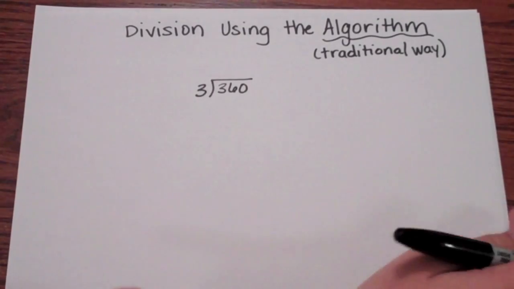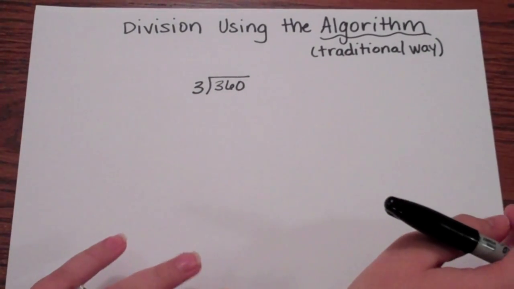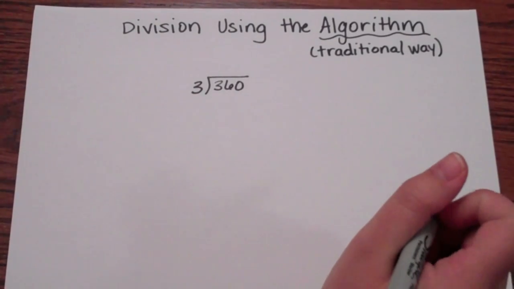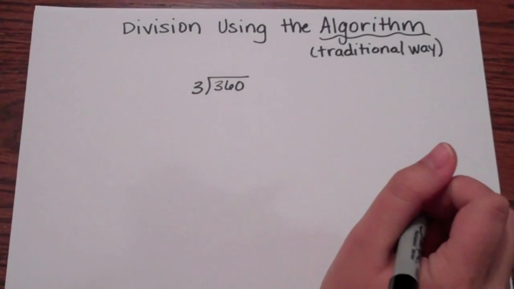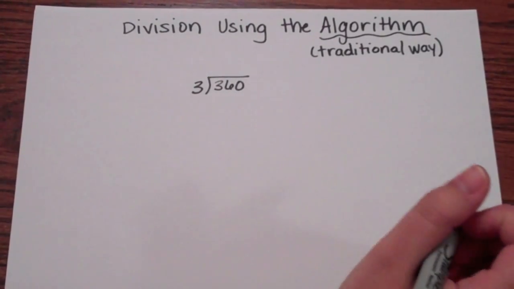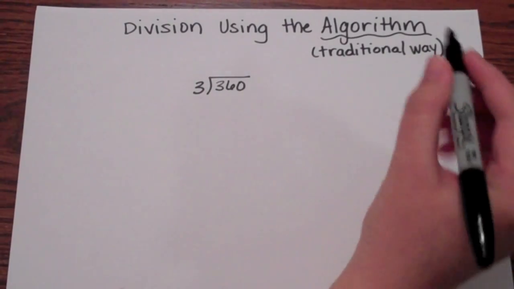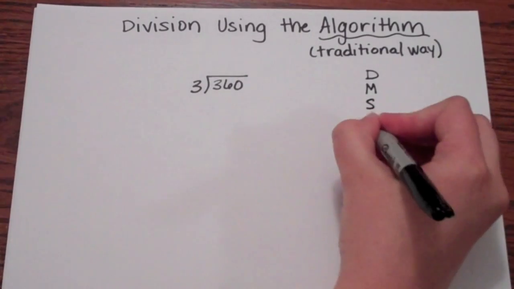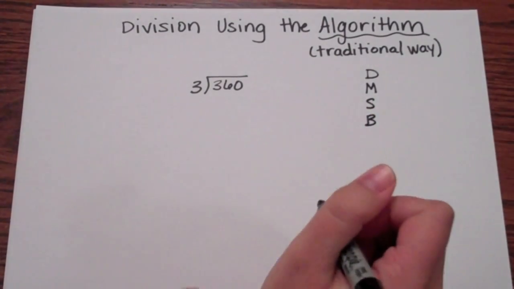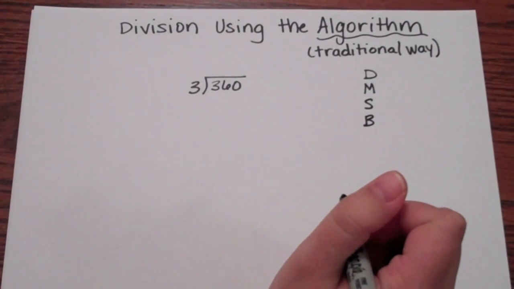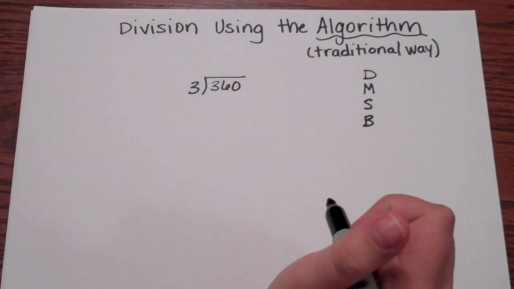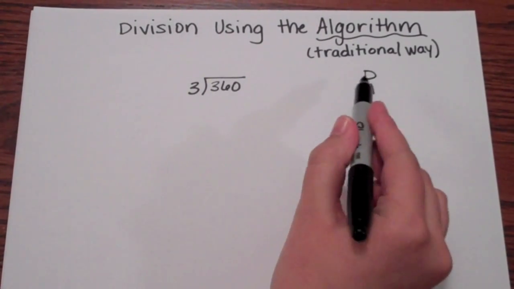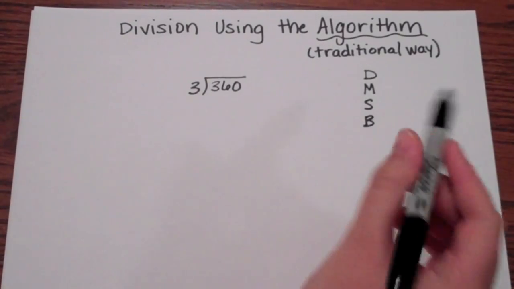The way you remember how to use the algorithm is by remembering daddy, mommy, sister, brother. I usually have my students repeat that to themselves over and over. In addition, I usually have them write daddy, mommy, sister, brother on the side of their paper just to help them remember. Because if you don't understand what you're doing and you leave out a step, it's really going to mess you up.